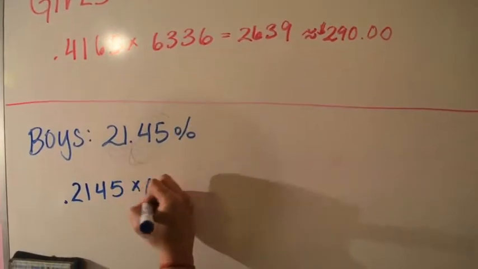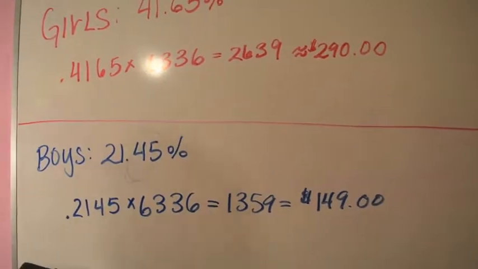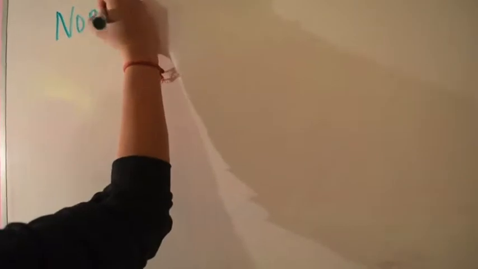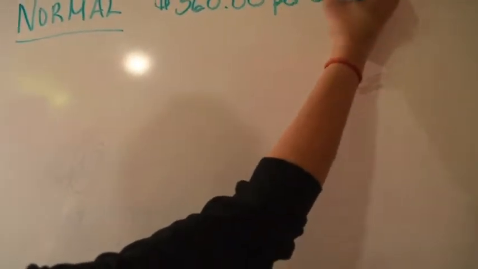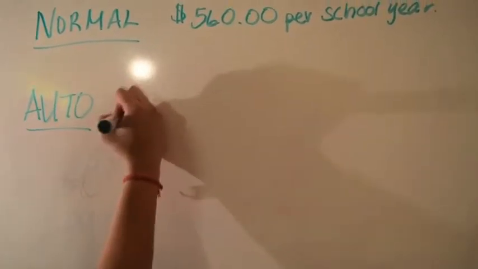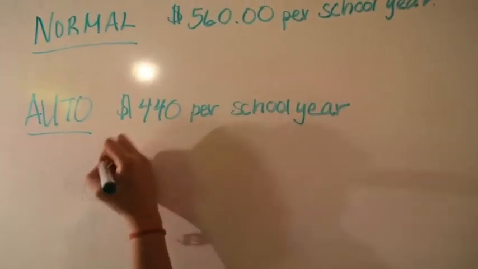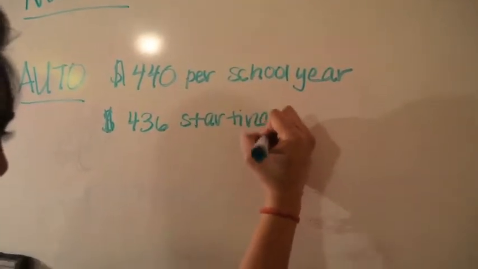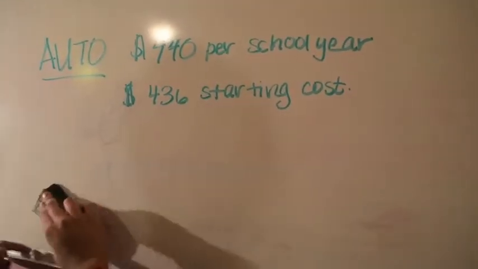You multiply the percentages by 6,336 and by 0.1099 to get the cost. We result in $290 savings in girls and about $150 with boys, resulting in $440 saved a year. The normal price is about $560 per school year wasted, but with the auto lights, we're saving about $440 of that per year. You must add the original price of installation, the cost of the switches, at about $436. We get the equations as follows.